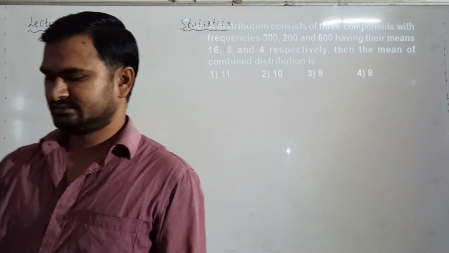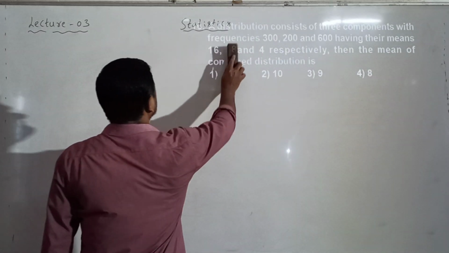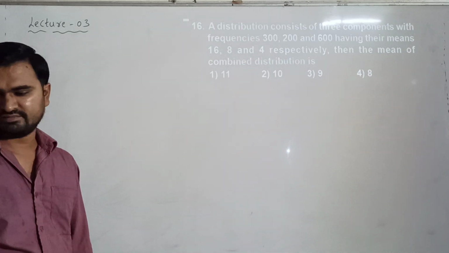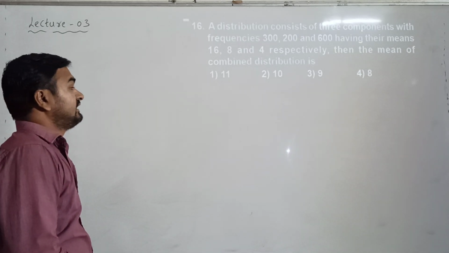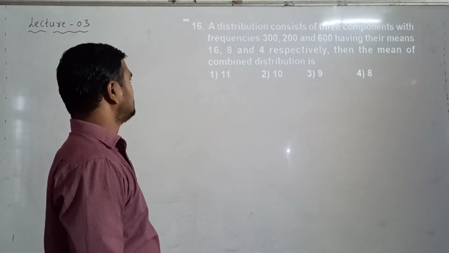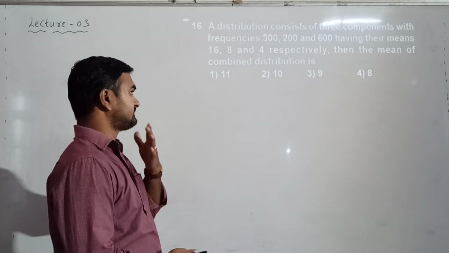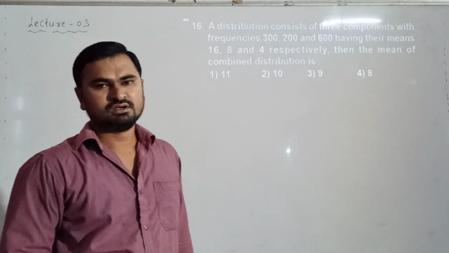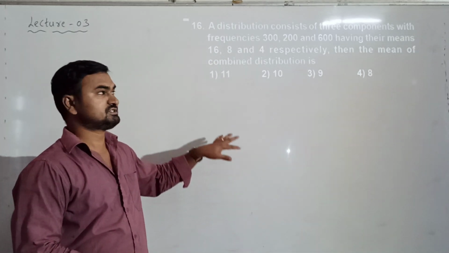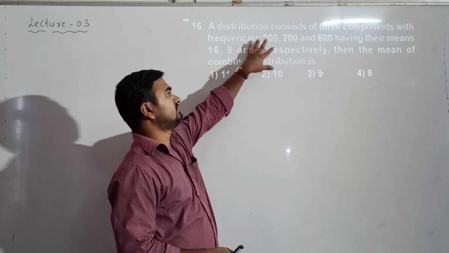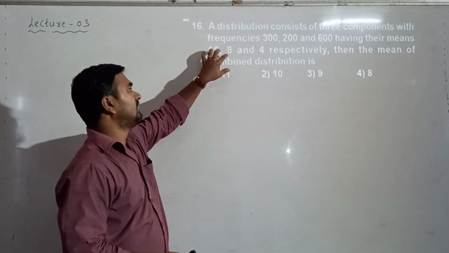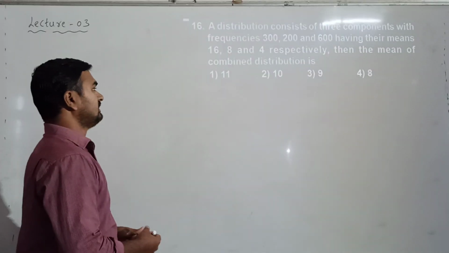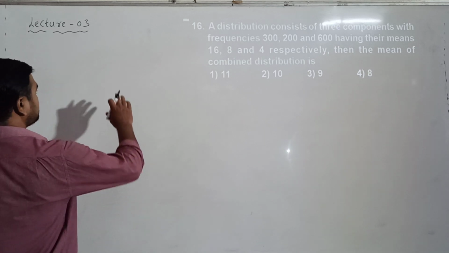So the question is, the distribution consists of three components with frequencies given 300, 200 and 600 having their means 16, 8 and 4 respectively. Then the mean of combined distribution is. Now we have to find the mean of combined distribution where the three components are given, their frequencies and their means are given. Now we need a combined mean. So what is the combined mean of distribution?